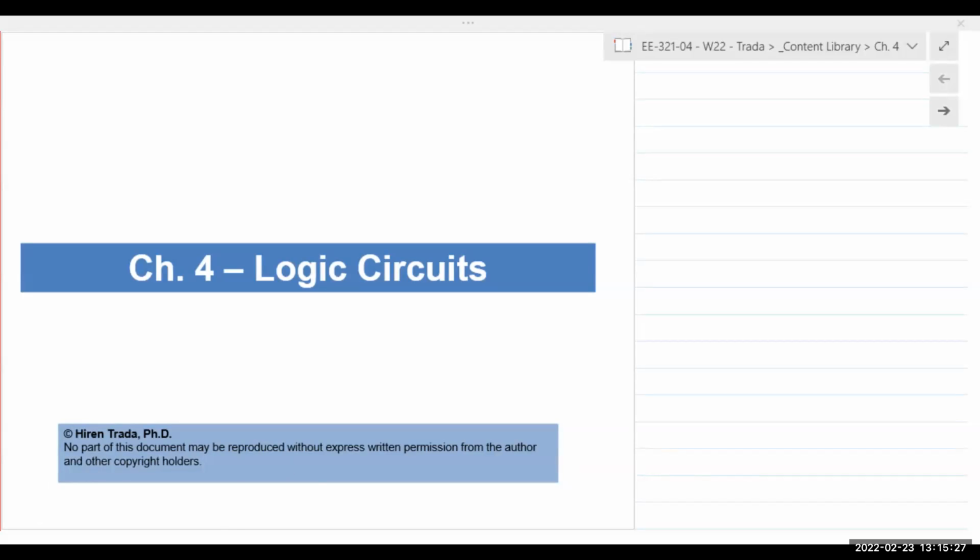So logic circuits. Let's go to the right slide. We stopped, or at least the previous video stopped, at slide number 8.